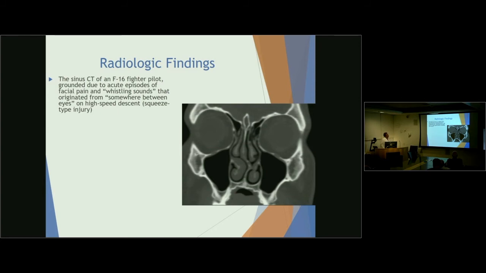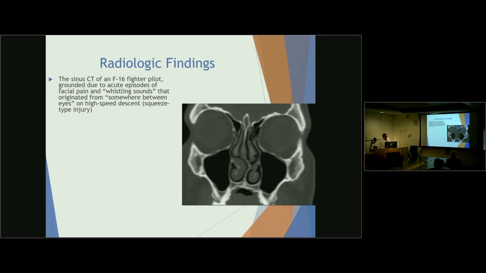So he is a very nice F-16 fighter pilot. He was grounded due to acute episodes of facial pain and whistling sounds that would originate from somewhere between the eyes, mainly on high speed descent. So it's like a squeeze type injury, right? You're descending, ambient pressure increases, you're squeezing the sinus volume. So, Tina, what do you see?